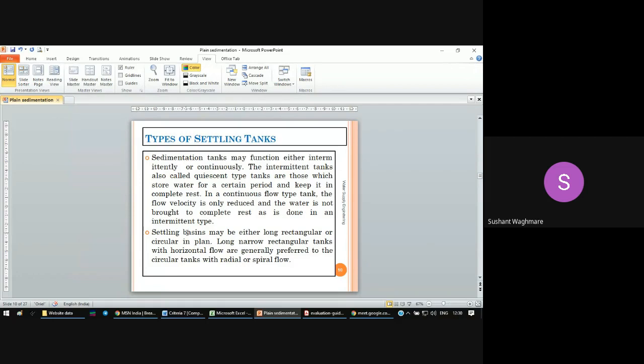Now here you can see that the settling basins or sedimentation tanks can be long rectangular or circular, right? So these are the two basic shapes of the settling basins.